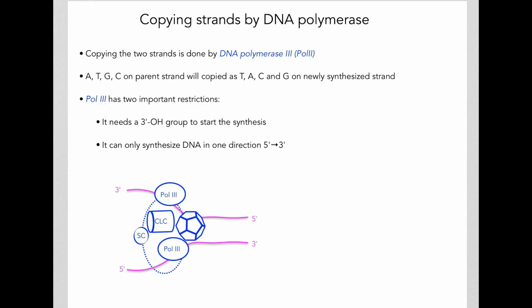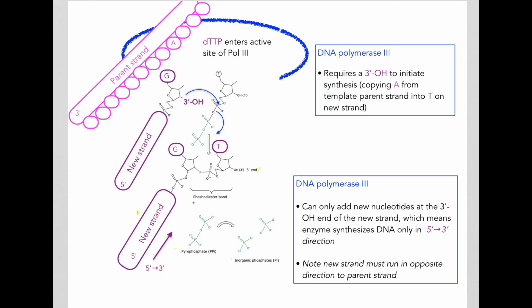Now DNA polymerase 3, or Pol3, has two very important restrictions, and this is important to understand. One is it requires a 3' hydroxyl group to start the synthesis. The second is that it can only synthesize DNA in one direction, 5' to 3'. If you have forgotten about these directions, you may want to review an earlier video on nucleic acids. Let's look at DNA polymerase a little bit more closely.